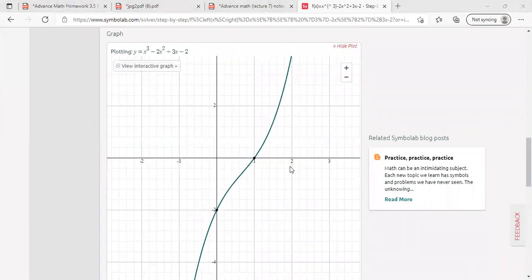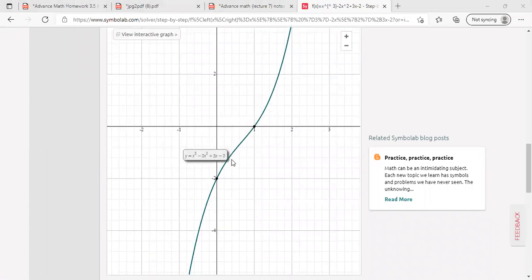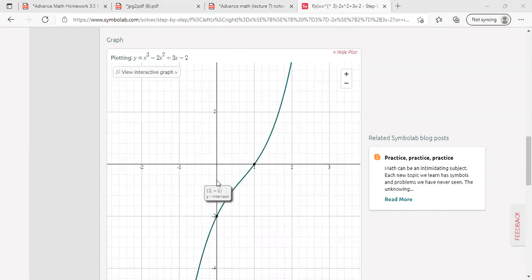So this is our graph, okay? You can see the graph is ever increasing. So we don't have any global extrema or extreme value here. You see we have x-intercept and y-intercept, but we don't have any extreme value here.